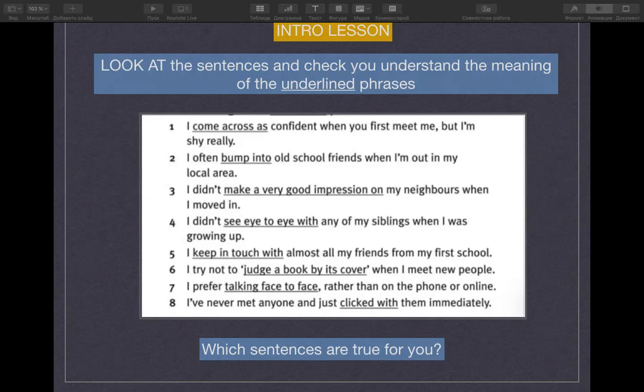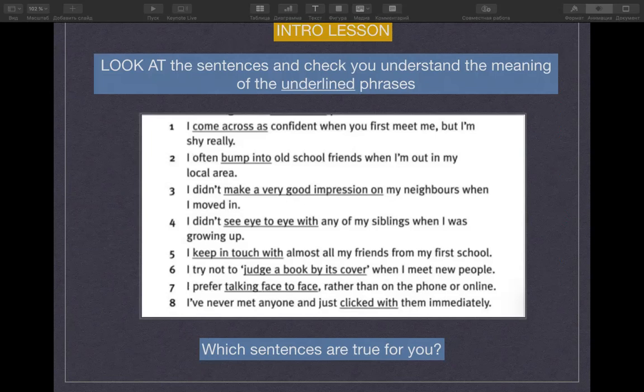Make a very good impression on my neighbors. Make a very good impression on. I didn't see eye to eye with any of my siblings when I was growing up. See eye to eye. I keep in touch with almost all my friends from my first school. I try not to judge a book by its cover when I meet new people.